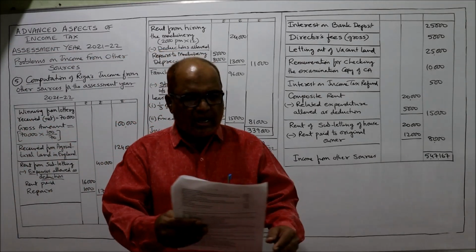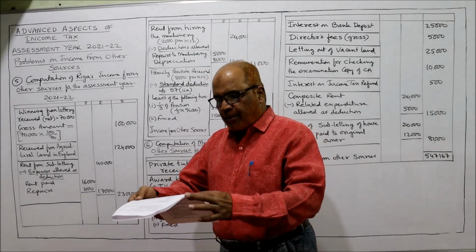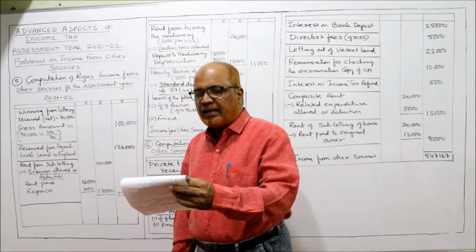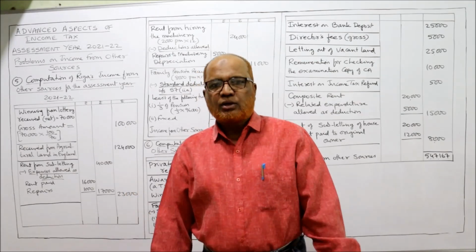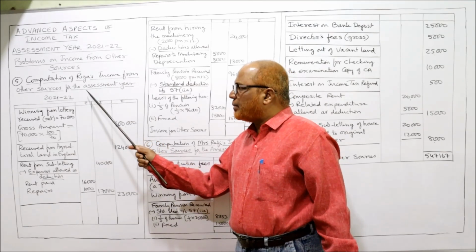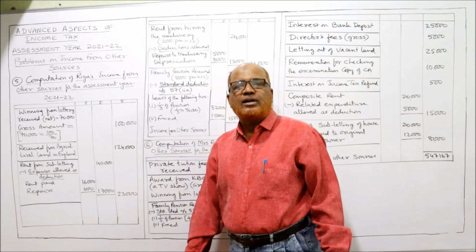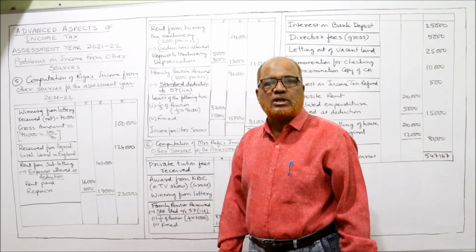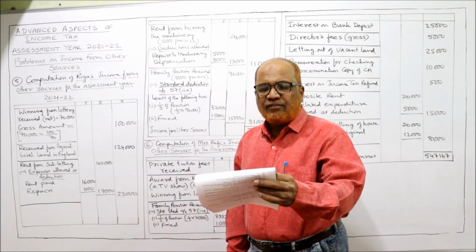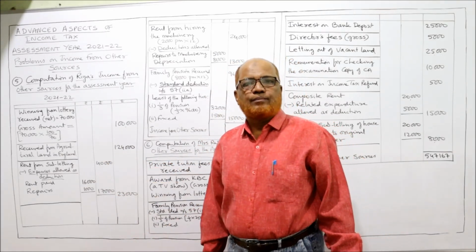Come on viewers, I'm starting the fifth problem. Mrs. Ria submitted the following particulars to you. Compute the income from other sources. So first of all, write the complete heading. Computation of Ria's income from other sources for the assessment year 21-22. Current assessment year 2021-22. So received winning from lottery 70,000.